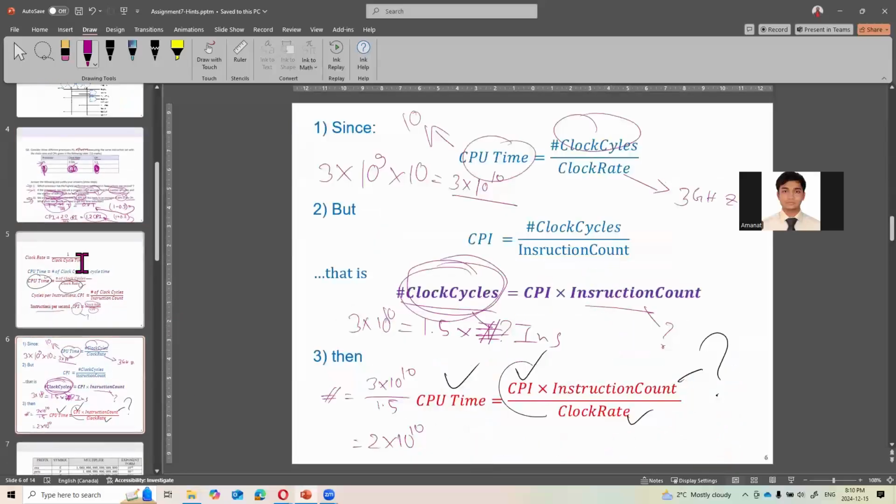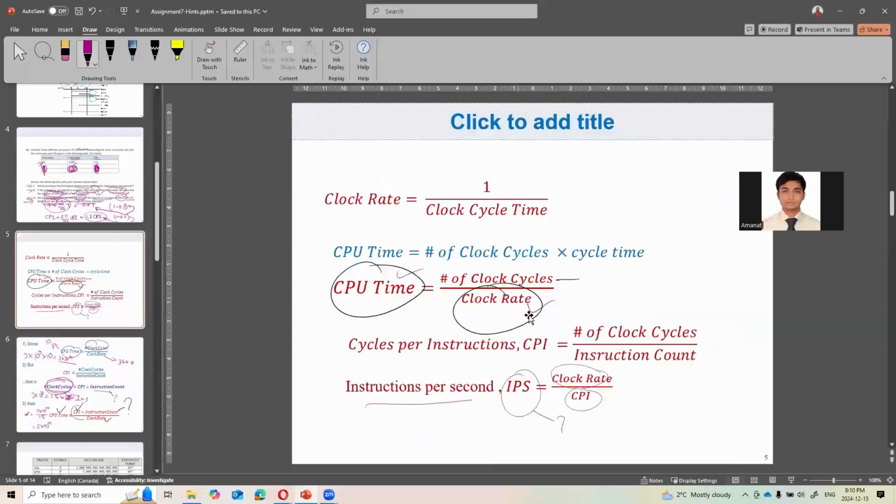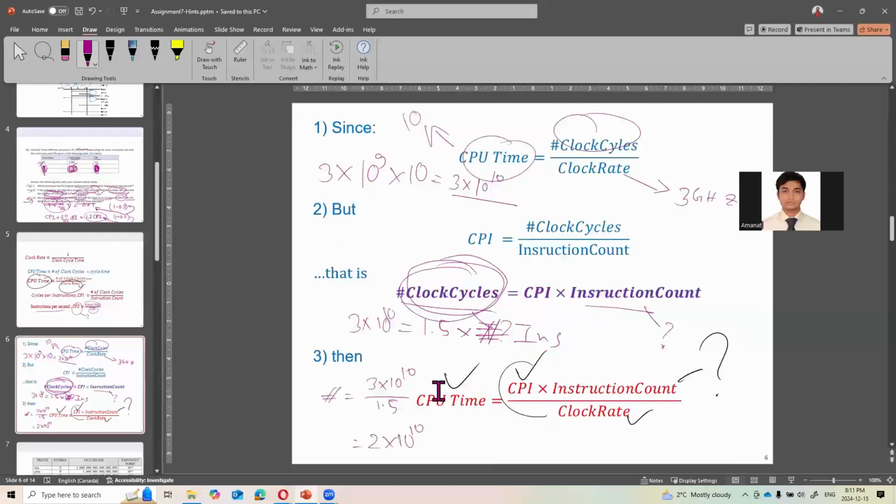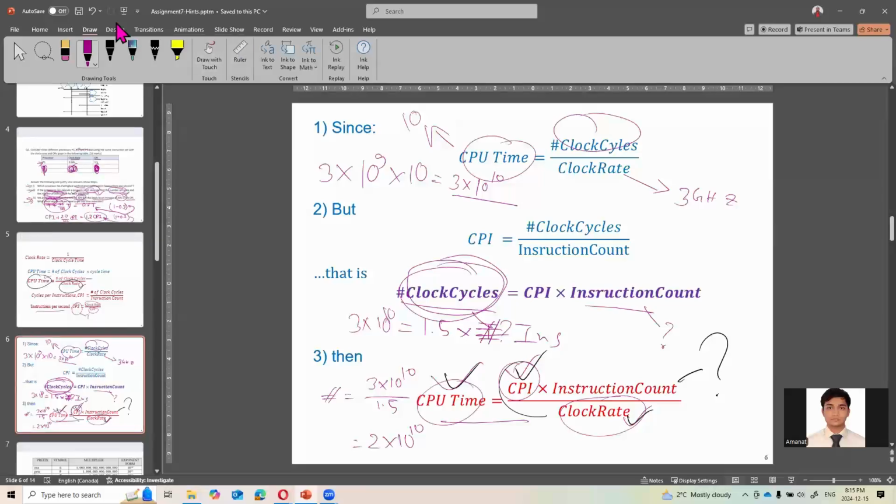The previous formula didn't include CPI, but I need the one with CPI because I have all of these values and I need the new clock rate. And because it didn't mention anything about the instruction count, we can assume that it stays constant. So let's use this formula. Let us just do it quickly here.